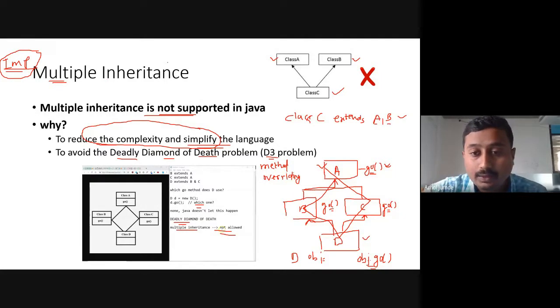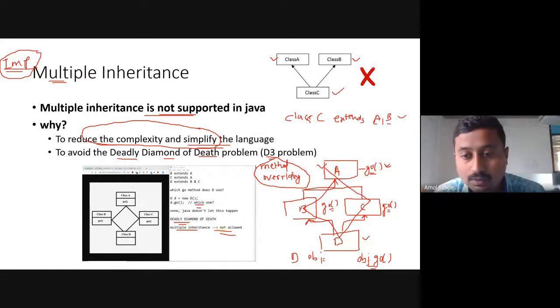ये जो go है, ये overridden है, that is important. So you will have two different versions of go. Then it creates a problem, right? This is happening because we allow multiple inheritance. So hierarchical plus multiple inheritance. Okay, done.